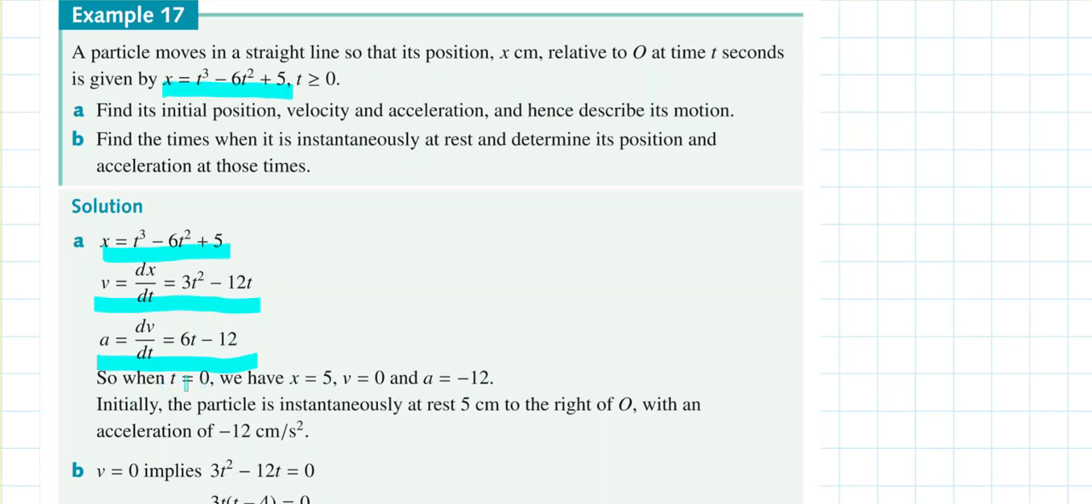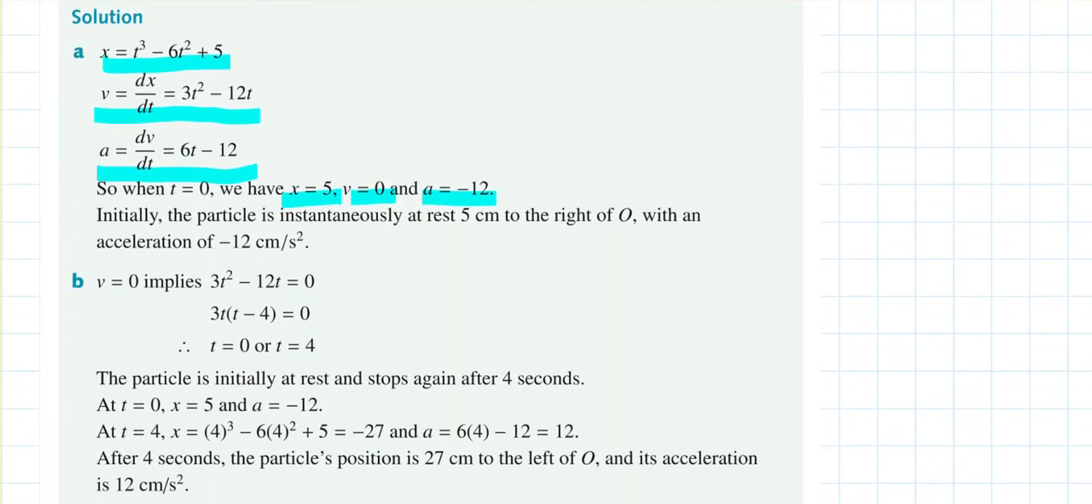So what's happening at t equals 0? We want to have a look at that. If we substitute 0 in there for the initial equation, we're going to get 5. Good. So if we substitute 0 in there for the velocity, we're going to get 0. There's no constant term, so it's 0. For the acceleration, we're going to substitute t with 0, and we're going to get negative 12. So that's negative acceleration here. Therefore, we can say initially the particle is instantaneously at rest, 5 centimeters to the right of the origin, with an acceleration of negative 12 centimeters per square second.